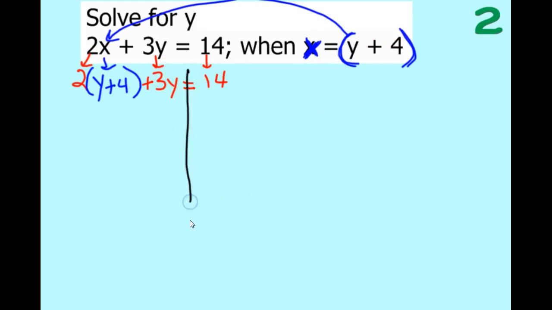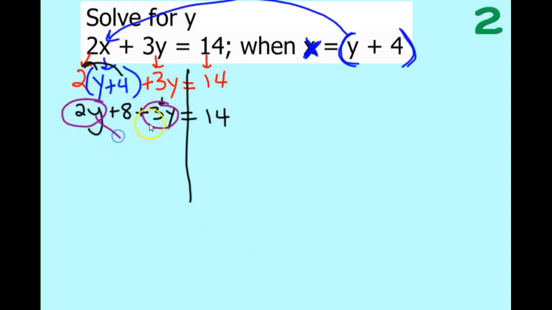So I'm going to solve this. In order to do that, I know I need to distribute first. So 2 times y is 2y. 2 times 4 is 8. And then this 3y is still just plus 3y. Before we start adding and subtracting, we need to combine our like terms. 2y plus 3y, they're on the same side, so we can add them up. They're both positive. That gives us 5y. So write the rest: plus 8 equals 14.